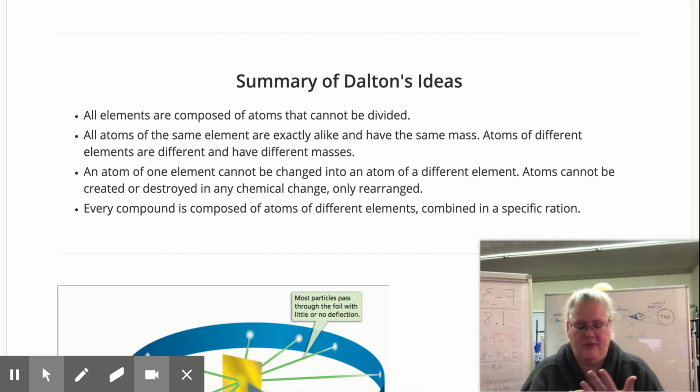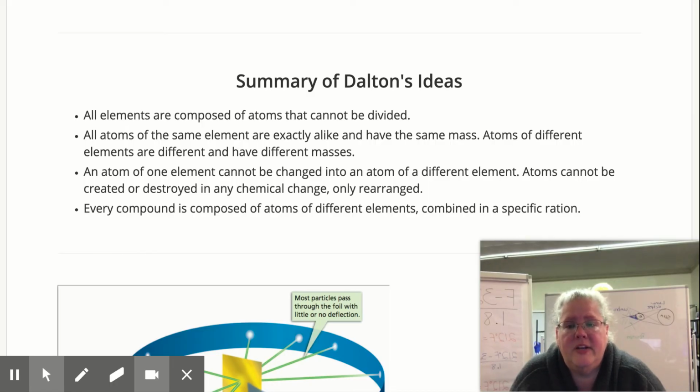I usually have a platinum ring, and usually I'll let the kids try it, but right now I just have my white gold ring on. And platinum is noticeably heavier than you would expect it to be because it's a very dense atom. An atom of one element cannot be changed into an atom of a different element.